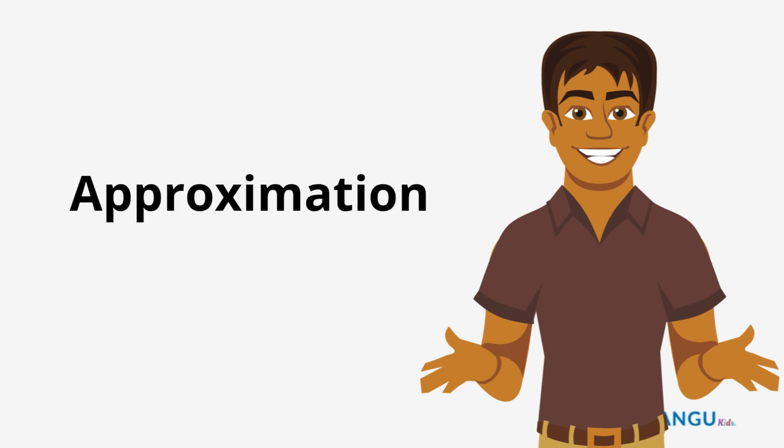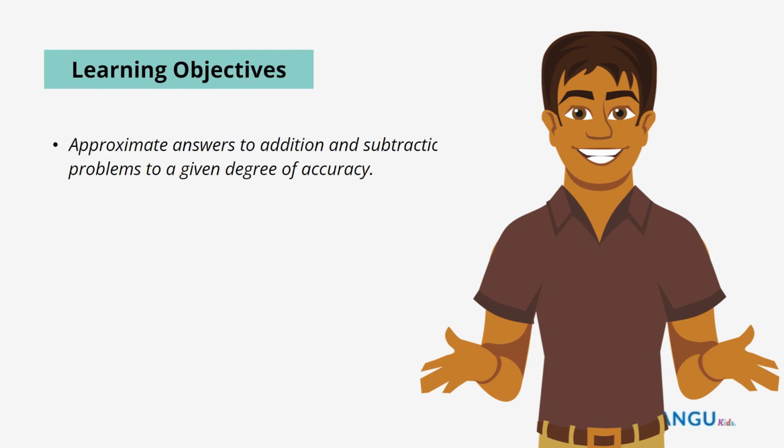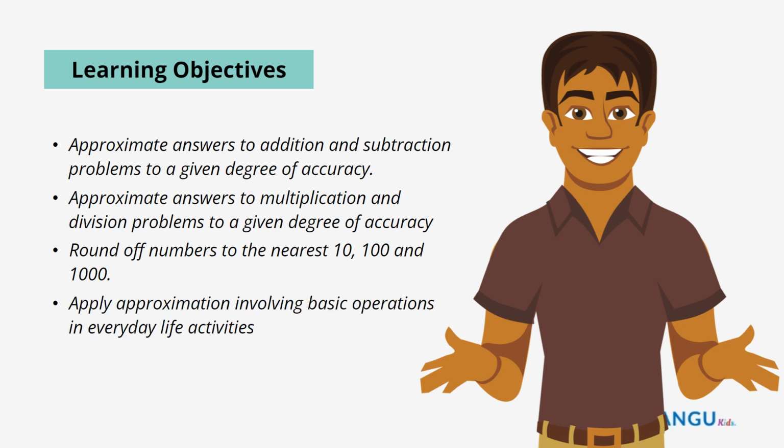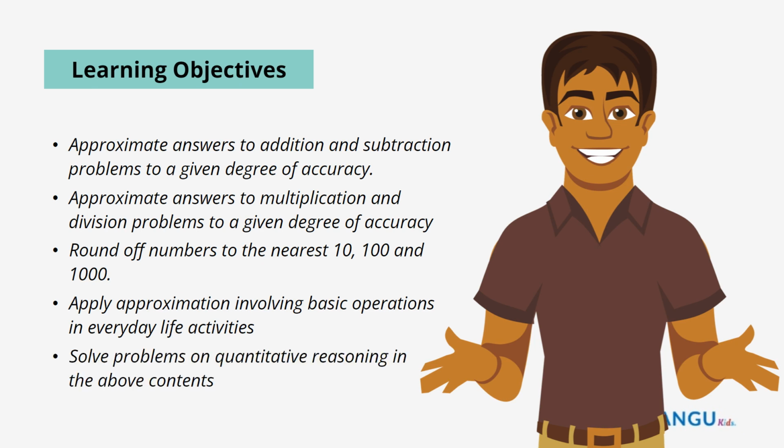By the end of the lesson, you should be able to approximate answers to addition and subtraction problems to a given degree of accuracy. Approximate answers to multiplication and division problems to a given degree of accuracy. Round off numbers to the nearest 10, 100 and 1000. Apply approximation involving basic operations in everyday life. And solve problems on quantitative reasoning in the above contents. Are you ready? Let's get started.